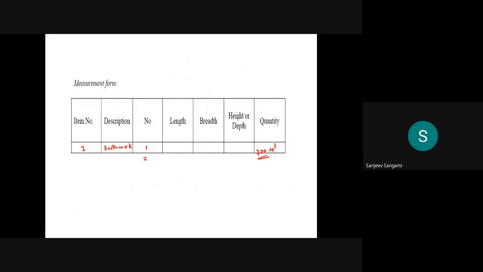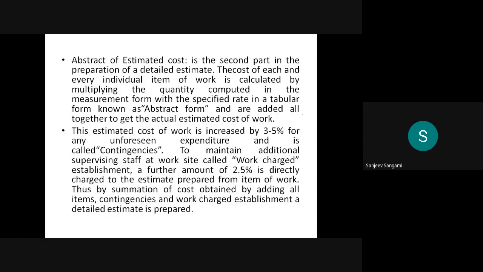See, this is the measurement form. Suppose you can even prepare the measurement with cost also. For this, you can add one more column here for quantity, then cost as per SR, then total cost for that item. So this we can also add if you are preparing the detailed estimate in a single table, that is also possible. Once this is done, the abstract form has to be prepared.